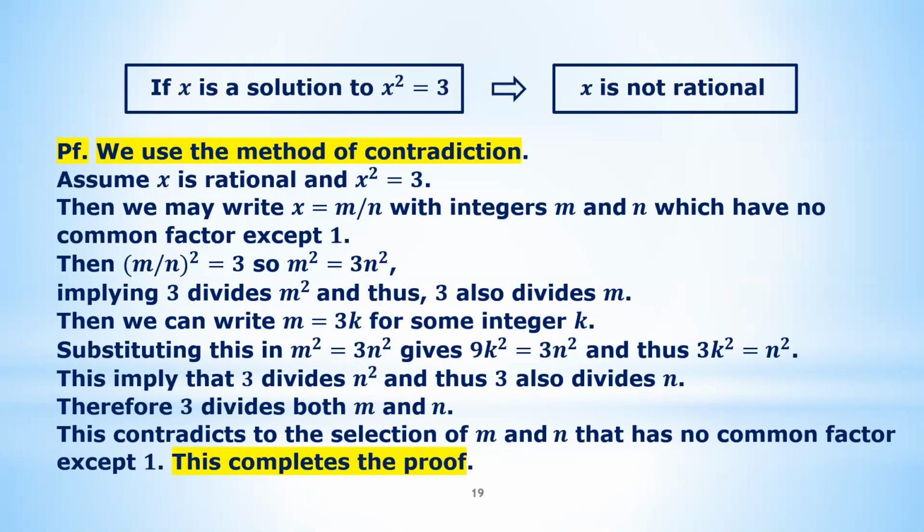Therefore, the argument, the statement itself, is correct. As long as x is a solution to x squared equals 3, this implies that x is not a rational number. So x cannot be rational. But this proof doesn't tell you whether x really exists, because the result has an assumption saying if x exists, then x is not rational. So I don't know whether x exists or not.